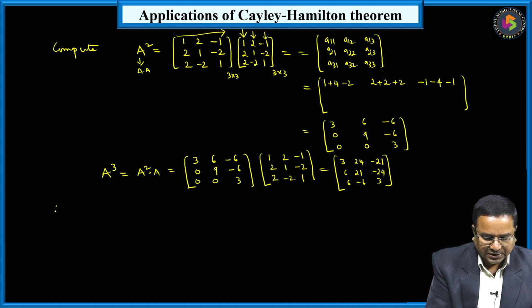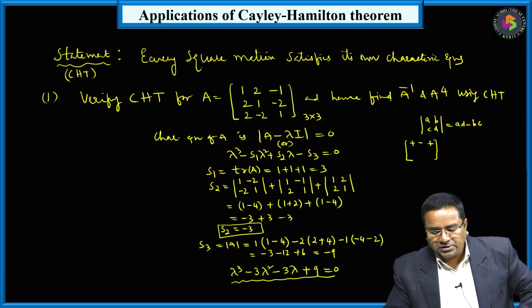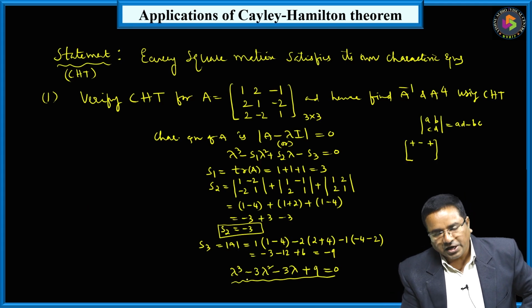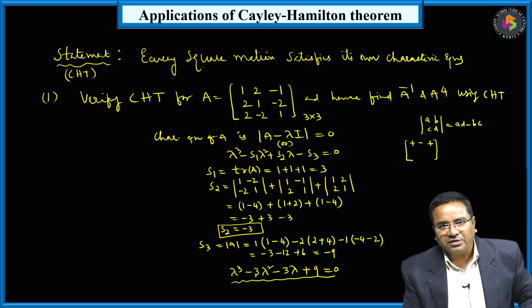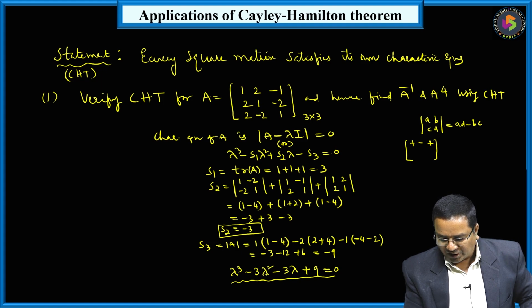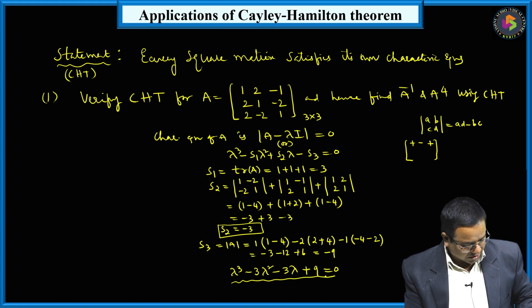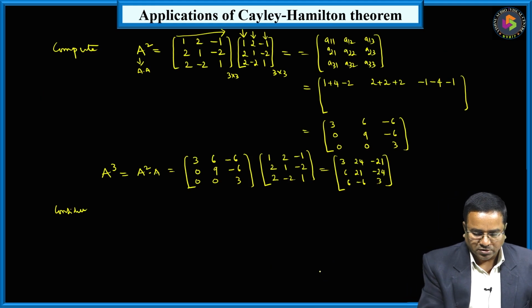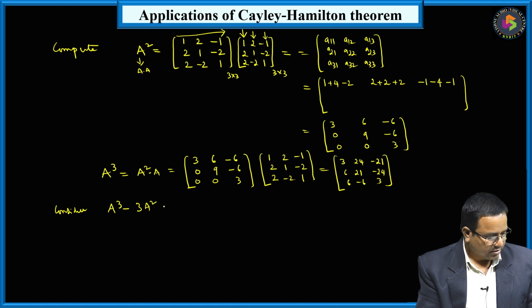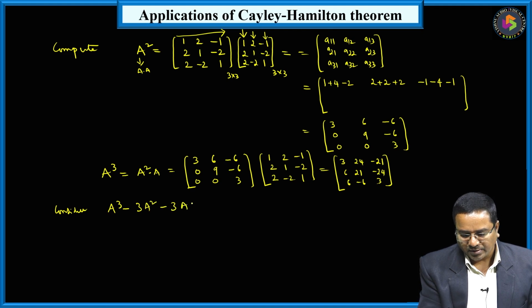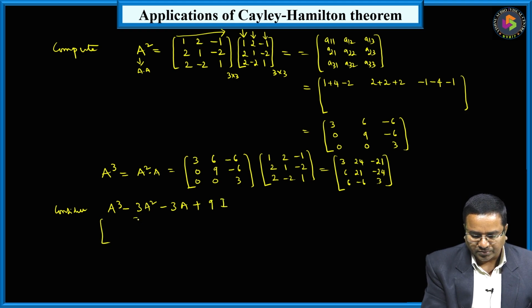After that, what you have to consider: you have to take A in place of lambda. So A cube minus, here meaning nothing but the LHS of this one. Okay, A cube minus 3A square minus 3A plus 9I you have to consider. So we have the A cube value here, just substitute here.